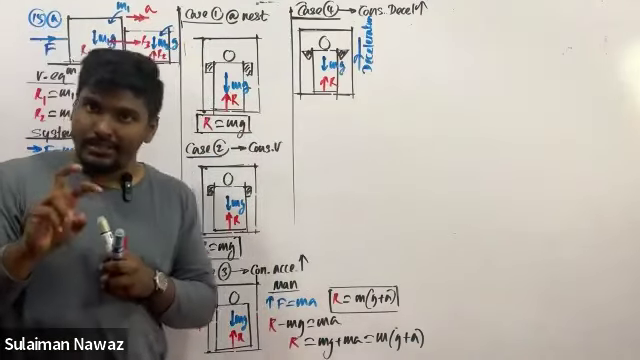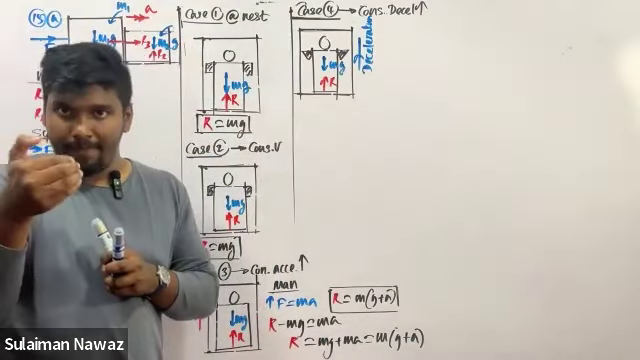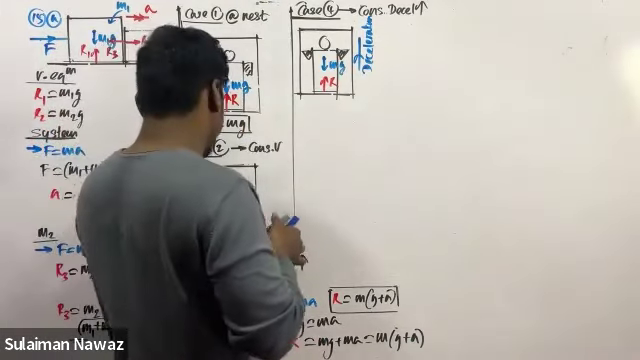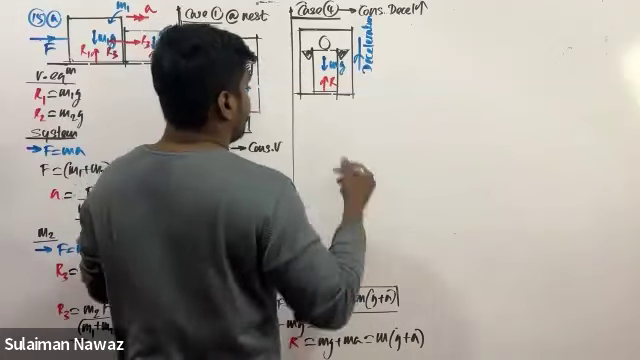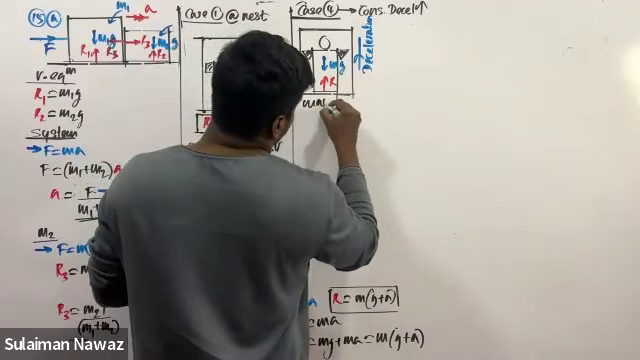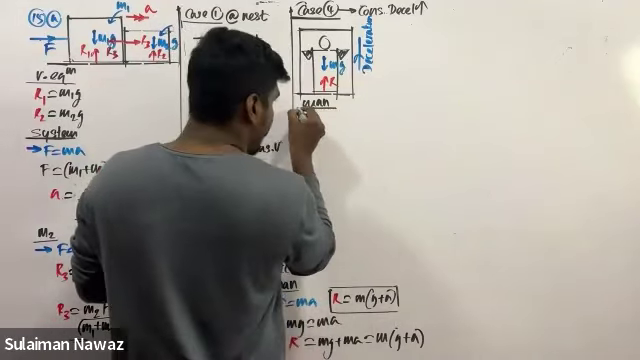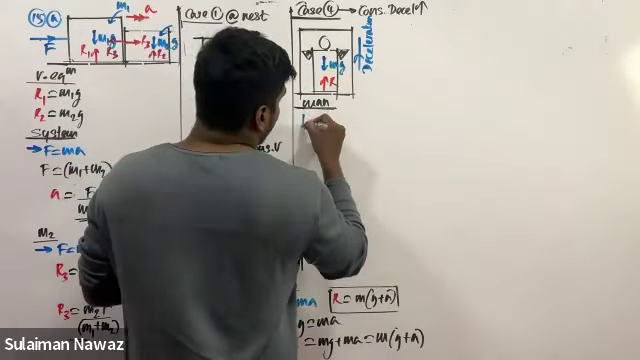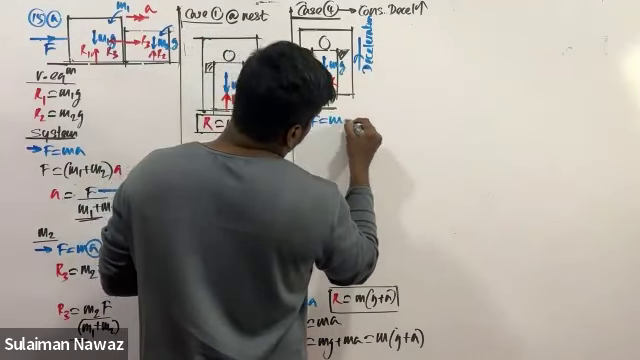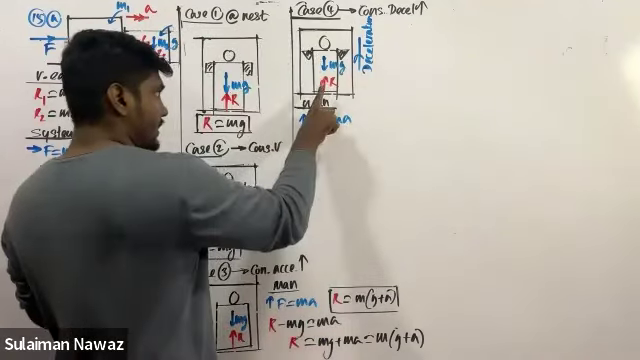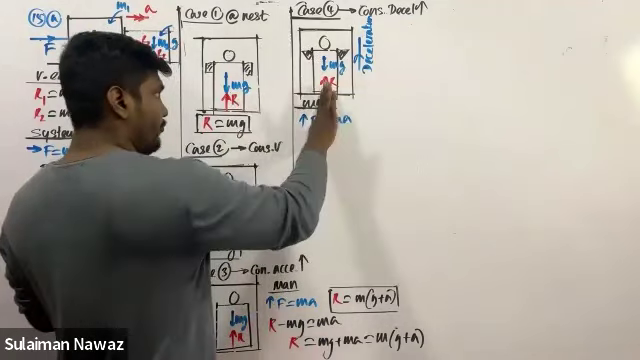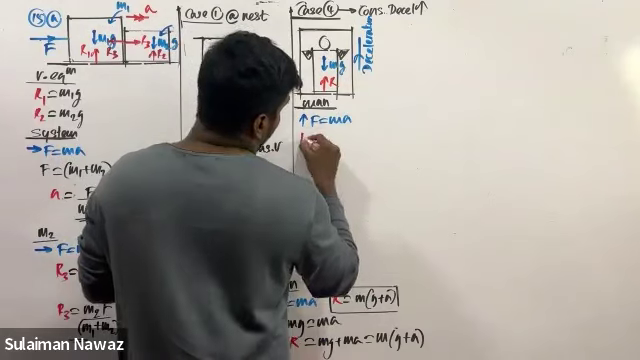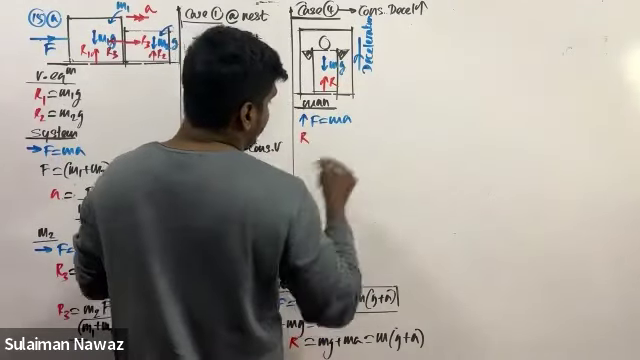Usually we apply F equals ma in the direction of motion, right? If I consider the man and apply F equals ma in the upward direction, F means R minus mg. So upward direction, F equals R minus mg.